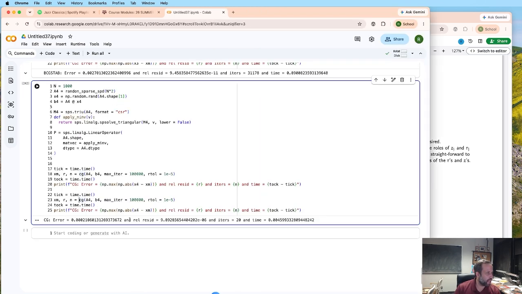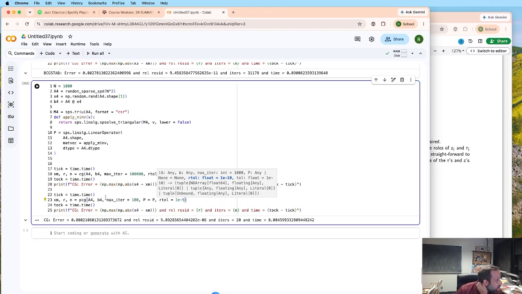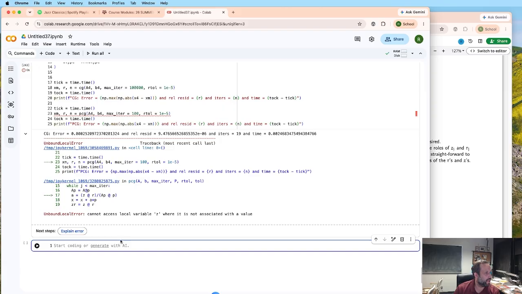Okay, so run this on preconditioned conjugate gradient. This is way too many iterations. It doesn't really matter though. P equals P. And let's just see what happens here. So when I run preconditioned conjugate gradient and I don't tell it what I want the preconditioner to be, it should just default to the identity matrix. So let's see what we get here.